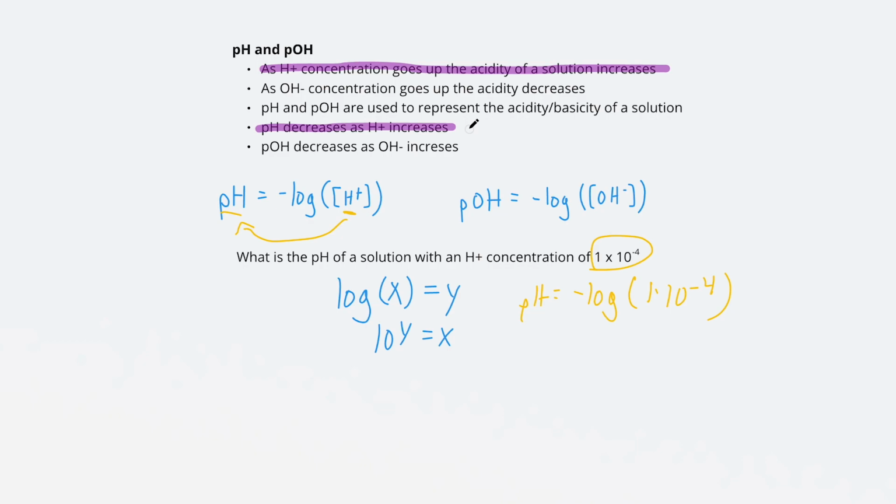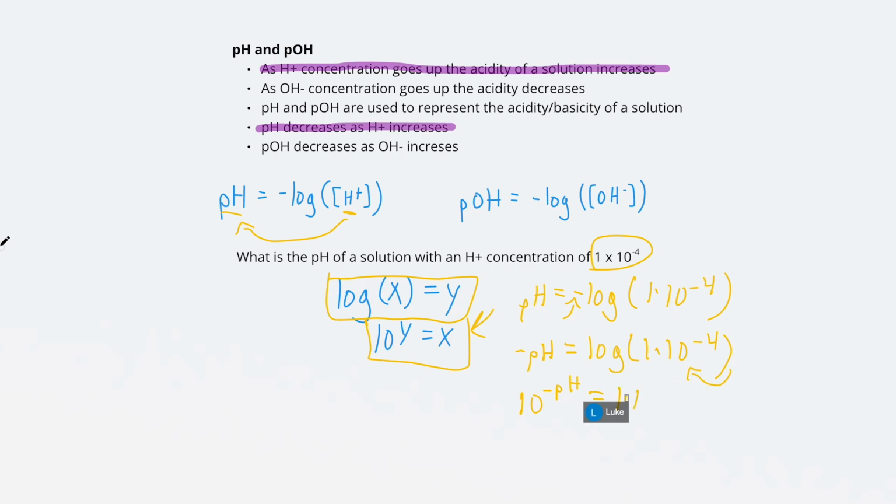Now look at this format here to see how you need to solve this. The first thing we want to do is get that negative sign on the other side of the equal sign. So we have negative pH equals log of 1 times 10 to the negative 4. And then now we just take the approach that we have written on the left. We take 10 to whatever is on the other side of the equal sign. So 10 to the negative pH equals whatever was on the inside of the parentheses, which is 1 times 10 to the negative 4.